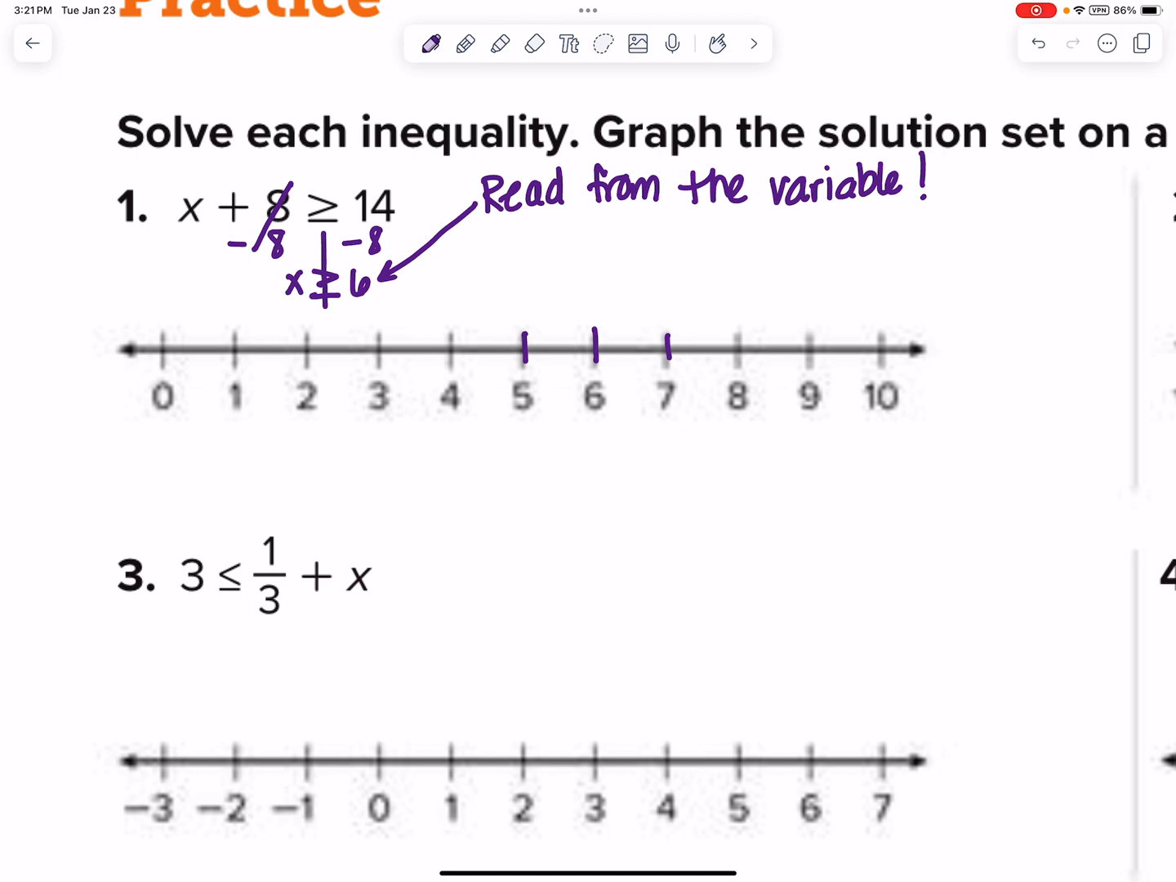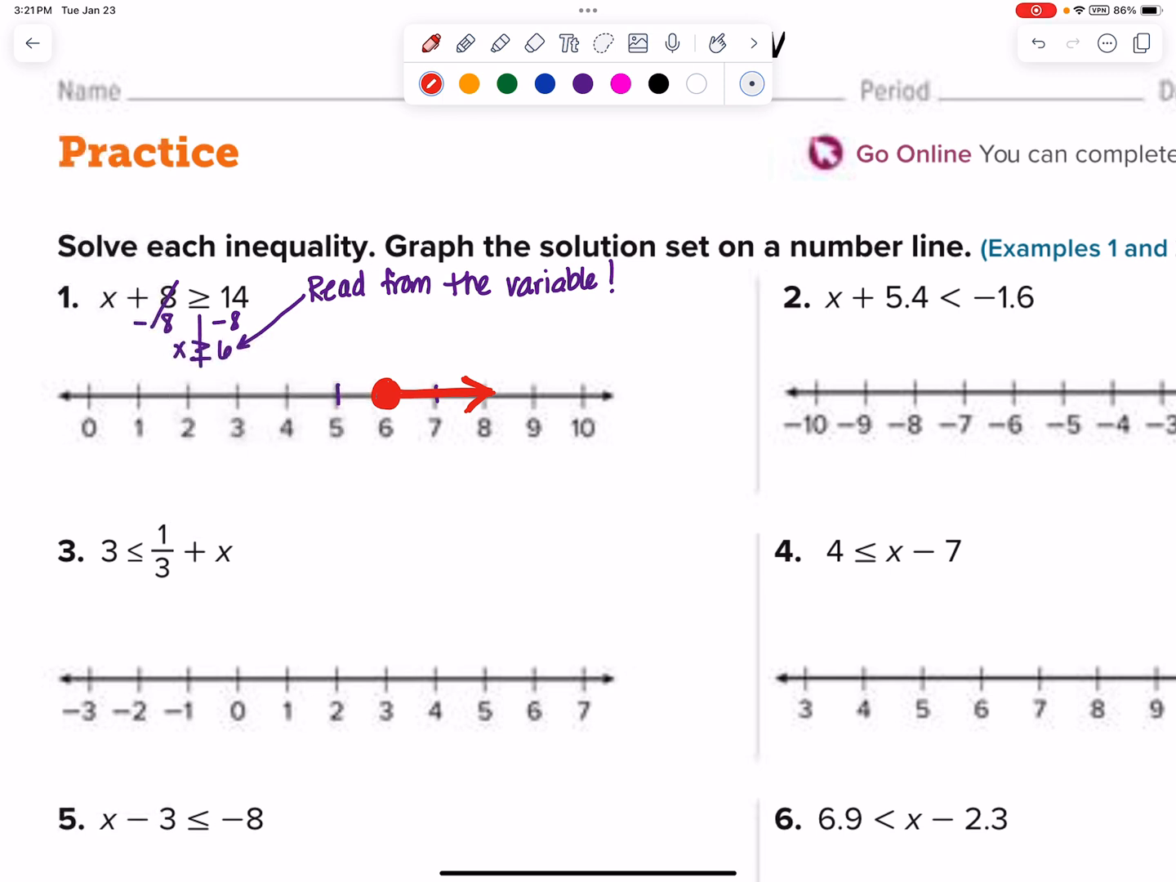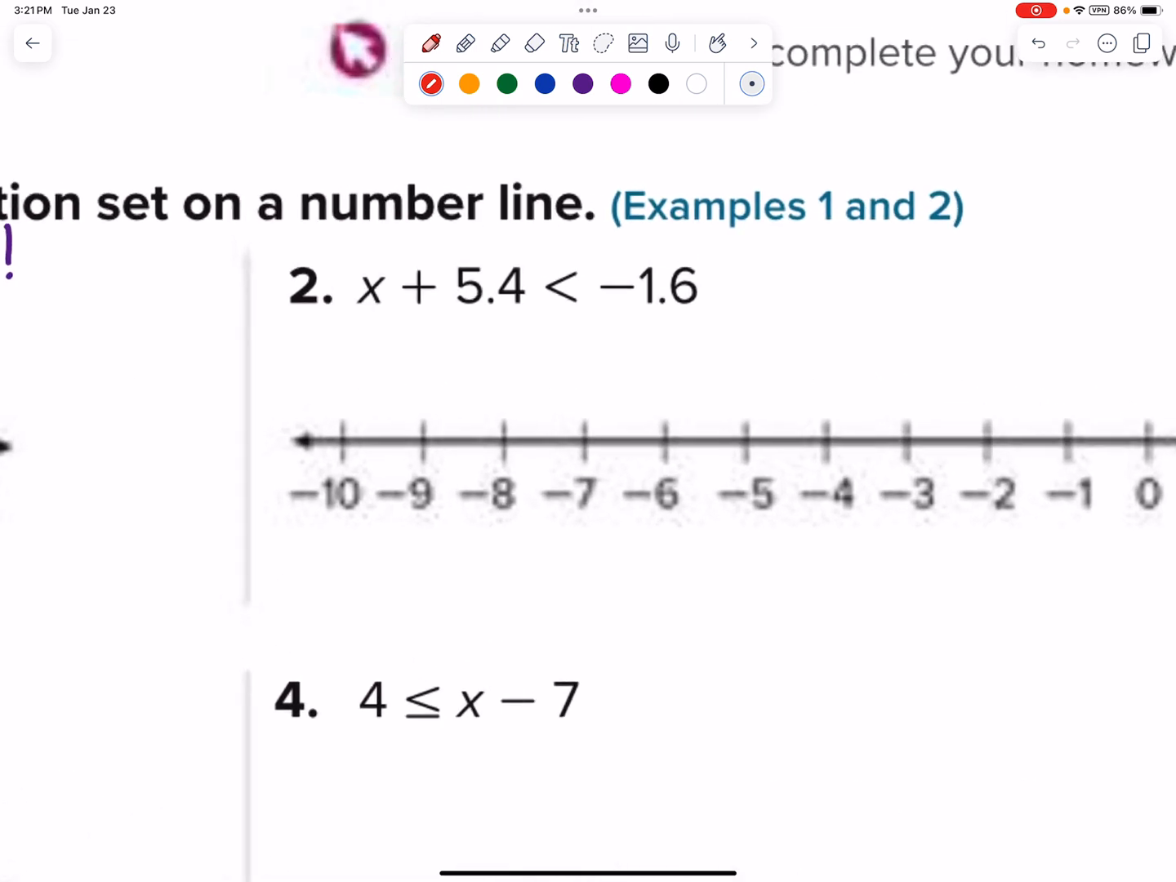So is there cement? Yep, change colors. So I'm going to go like this, and I'm going to fill in the circle. x is greater than means go to the right. So I'm going to shade this in and just make a little arrow that way. Okay, so there we go. We've solved and graphed. Okay, all right, let's go ahead and do number 2.